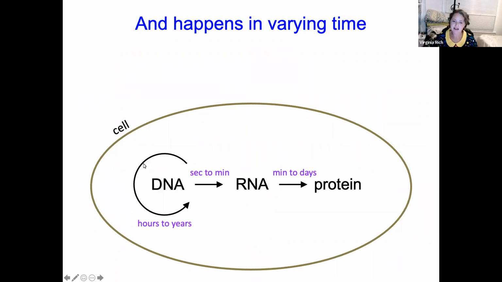The half-life of DNA is hours to years. The half-life of RNA is seconds to minutes. The half-life of protein is sort of on the scale of minutes to days. So when we think about organismal response to changing ecosystems, we have to think about how and where they're going to be acting in this information transfer system to mediate that response to change.